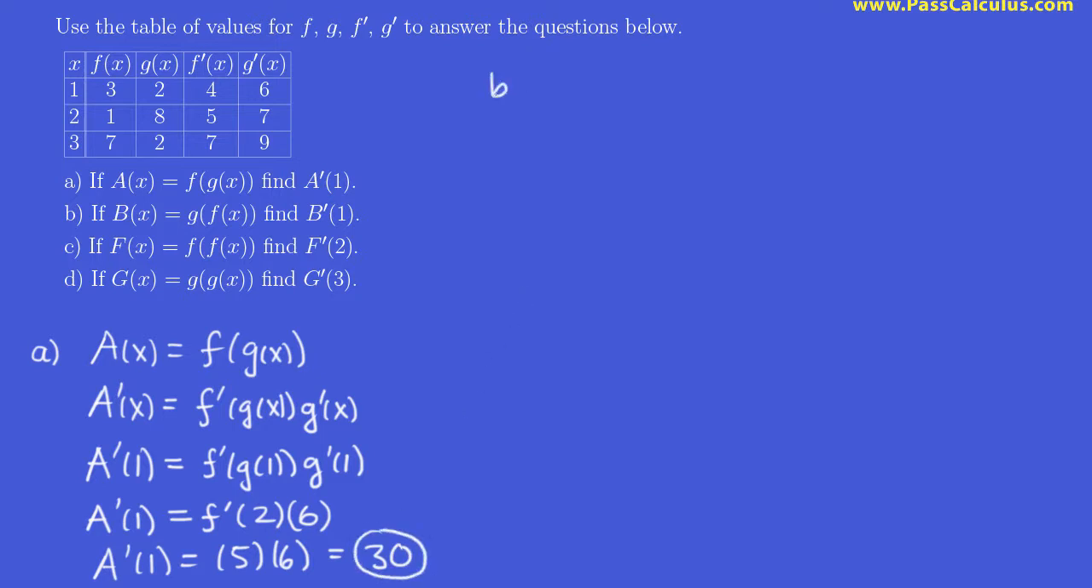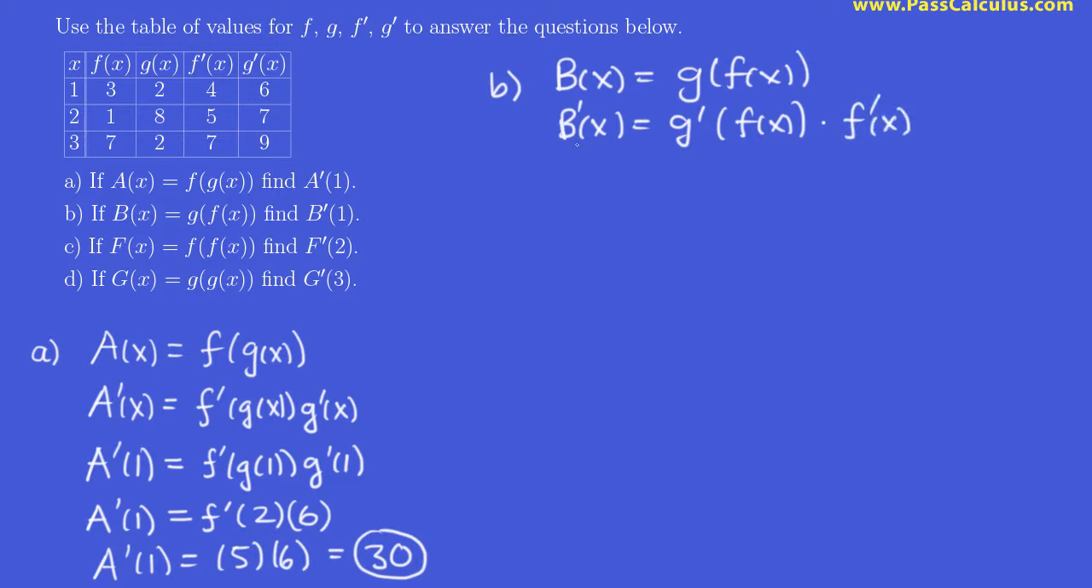Why don't I do B up here? B is the function capital B of x is g composed with f this time. So if we apply the formula for the chain rule, it would be g prime at f of x multiplied by f prime of x. And we want to find what B prime of 1 is. So let's put 1 in there. So g prime of f of 1 multiplied by f prime of 1. And then we just look through our table to see what these numbers are.